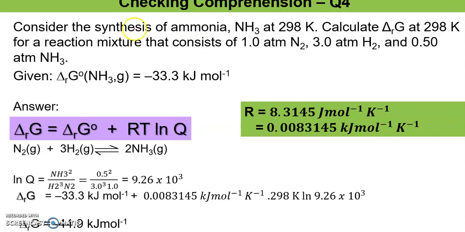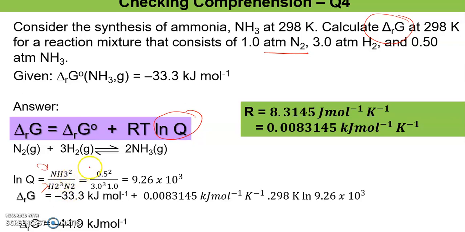Next, because the question asks us about delta G, here we have our equation, delta G equal to delta G naught plus RT ln Q. First thing first, it's easier for us if we calculate this ln Q first. We know this one consists of pressures. So again, Q is product over reactant. Ammonia is our product, and hydrogen and nitrogen are our reactants.